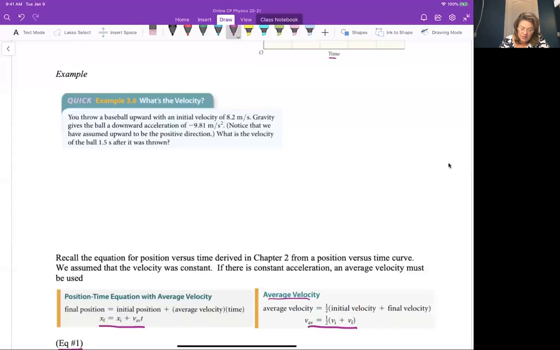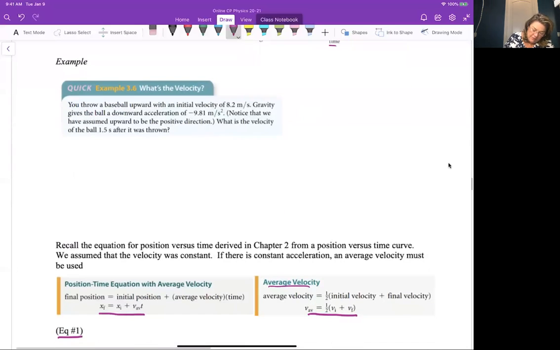You throw a baseball upward with an initial velocity of 8.2 meters per second. Gravity gives the ball a downward acceleration of minus 9.8. What is the velocity of the ball after 1.5 seconds? Where's my table? What is delta x? Well, we're in the y direction, so let's use delta y. I have a picture, a ball I threw straight up.